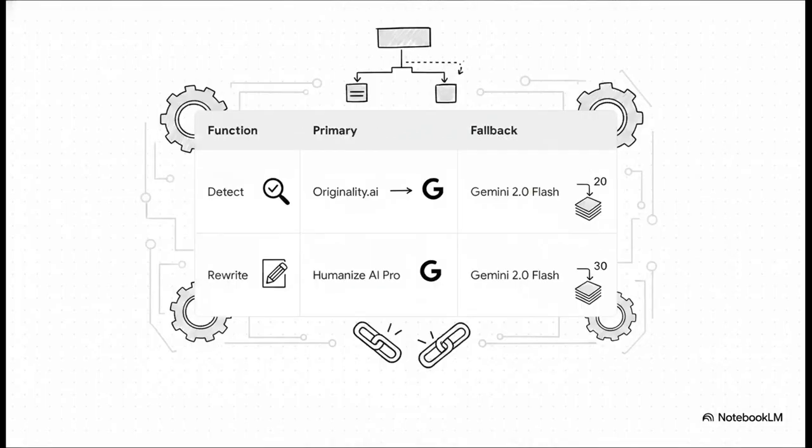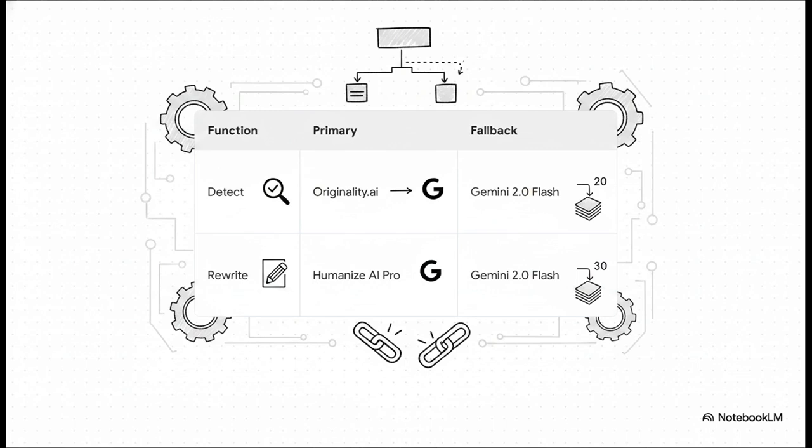And, to make absolutely sure that pipeline never breaks, Hynock engineered this brilliant multi-model fallback chain. For detection, the primary API is Originality.ai. But what if Originality is down or you hit an API rate limit? Well, the system instantly falls back to Google Gemini 2.0 Flash, sending sentences in batches of 20 to score them.